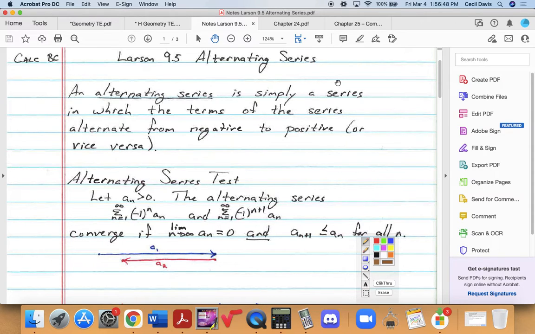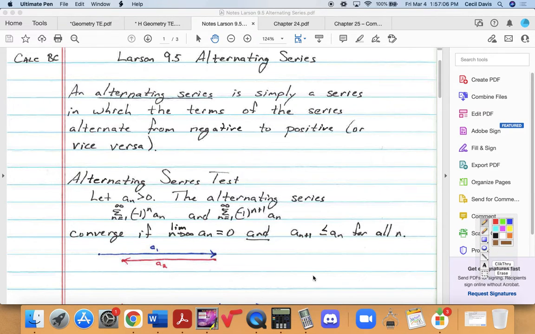So here is the idea with an alternating series: your terms alternate back and forth between positive and negative. And the order is not important. Okay. Here's what you need to have in order to have a series that alternates that converges.